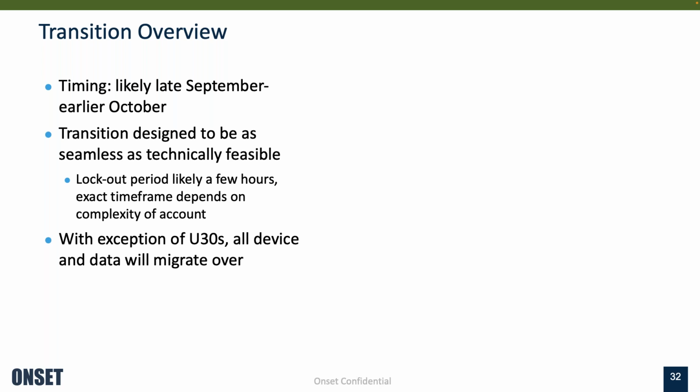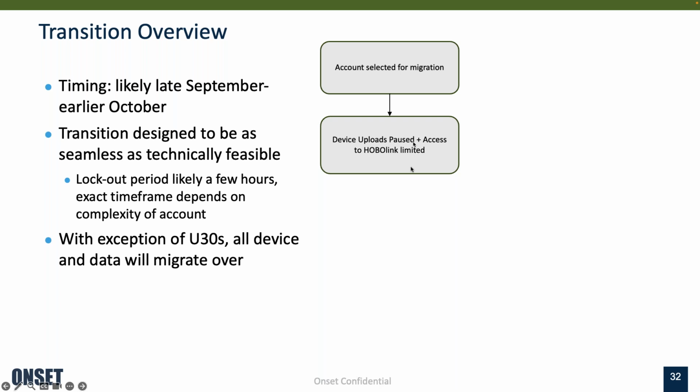We've designed this transition to be as seamless as technically feasible. I'll talk you through all the parts that might have some impact on your operations, but really we anticipate that this will be pretty seamless for a vast majority of users. And then just one note here that with the exception of U30s, all devices and data will migrate over to the new system. So how's the migration process going to work? Let's walk through this at a high level. When your account is selected for migration, we're going to temporarily pause device uploads and limit your access to HOBOlink.